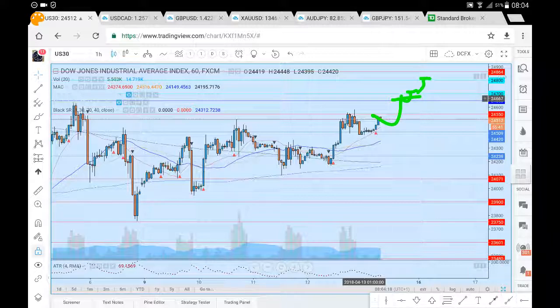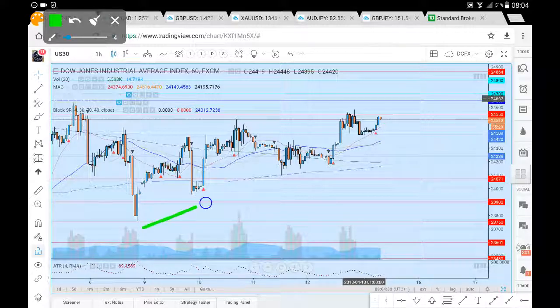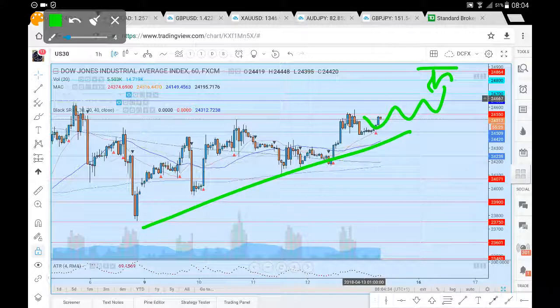Beyond 700, we're looking for 24,800, and beyond 24,800, the very next major level that we are looking at is all the way up at 24,864. That's pretty much if we do see this continued upside resolution here on the US 30. Now, those are pretty much the levels that we are looking at to the upside.